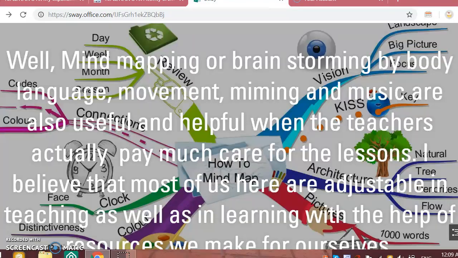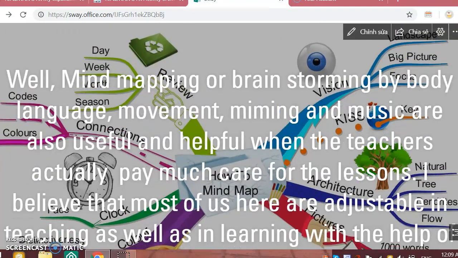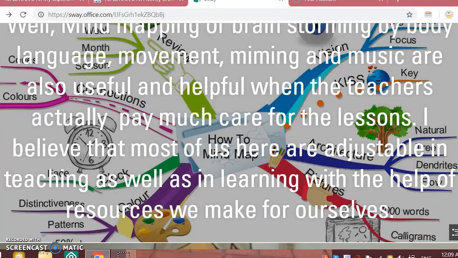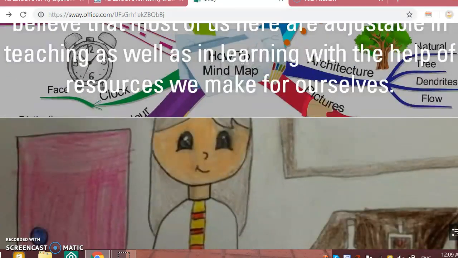Especially, I would like to tell you more about my mapping and brainstorming by body language, movement, miming, and music, because they are useful and helpful when the teacher pays much care to the lesson. I believe that most of us here are adjustable in teaching as well as in learning with the help of the resources we make for ourselves.